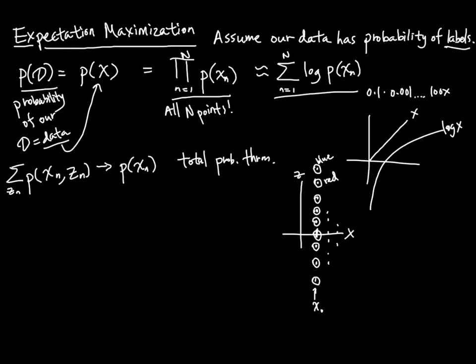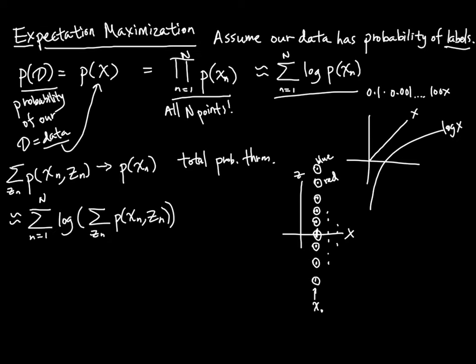Okay, so now that we have that, we can substitute this in using the total probability theorem. We get that it is equal to the sum from n equals 1 to N of log of the sum over Zn of probability of xn, Zn. Right. Now this looks very ugly, and it is ugly because we have a sum inside of a log. We can't take that out of a log. It'll become a multiplication and it will end up looking very ugly, and we can't really minimize this very fast.